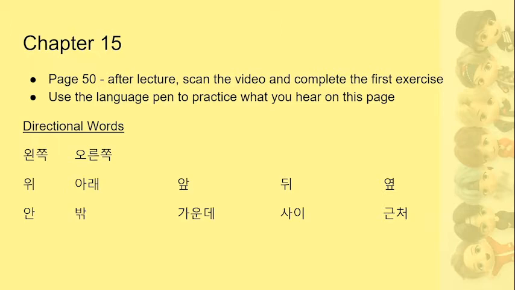옆, which means to the side of something or beside something. 안, inside something. 밖, outside something. 가운데, which is the center or the middle of something. 사이, which is in between two somethings. And then 근처, which is like saying in the vicinity of something or nearby something.